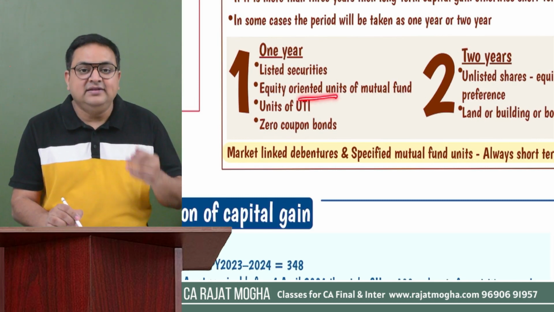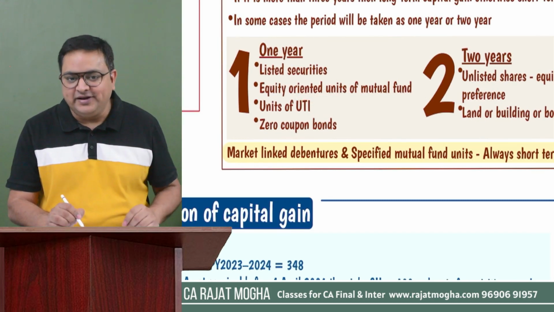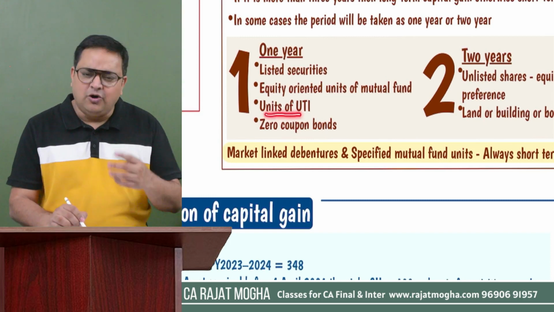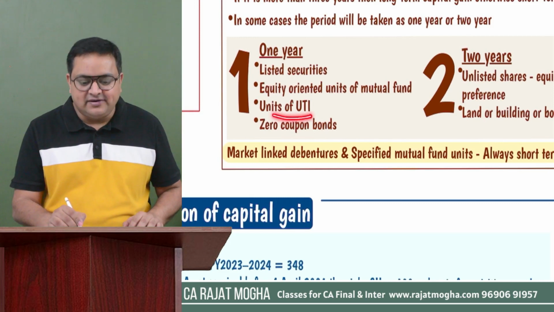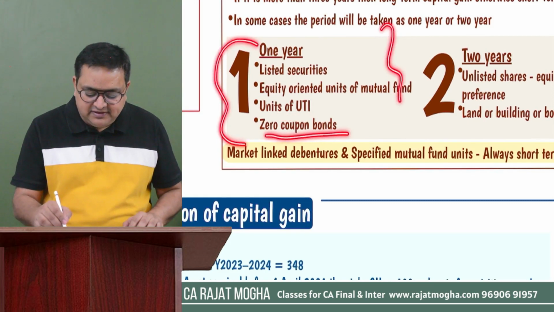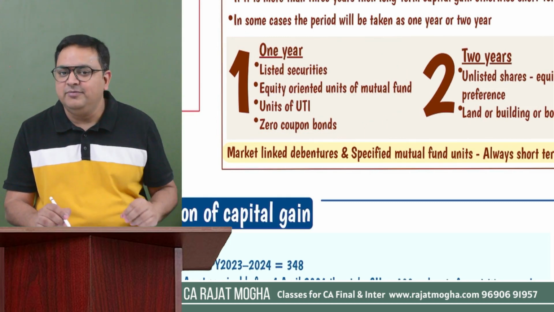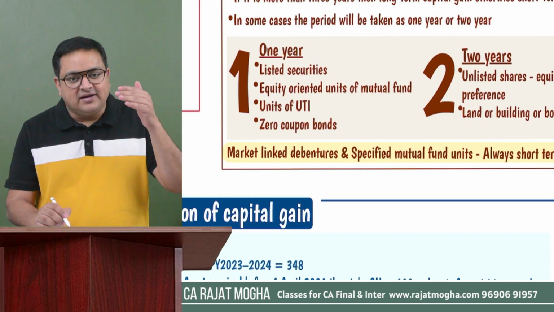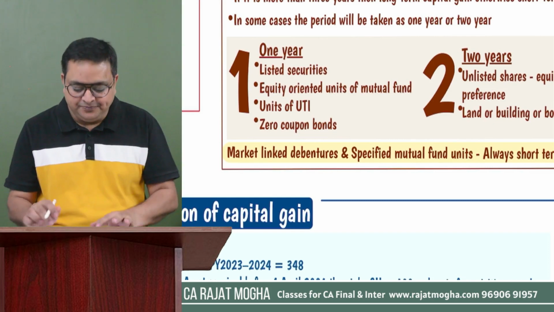So if we are selling these equity oriented units of mutual fund after 1 year, it would be a long-term capital gain or long-term capital loss, as the case may be, but it will be long-term. Units of UTI, Unit Trust of India, and zero coupon bonds. So please remember these four things, that if we are transferring these things after 1 year, they will be considered as long-term. If we are transferring it before 1 year or even exactly up to 1 year, short-term.